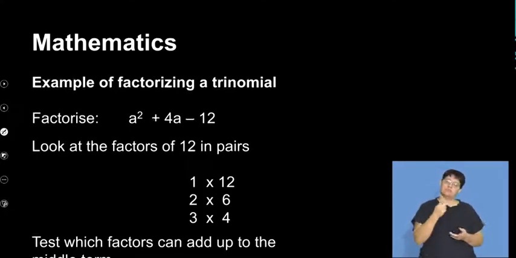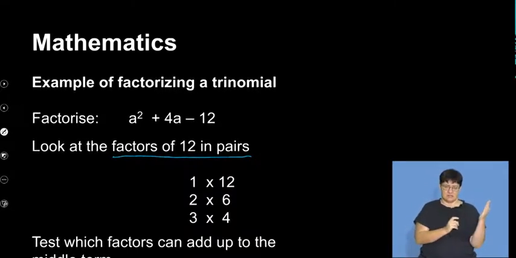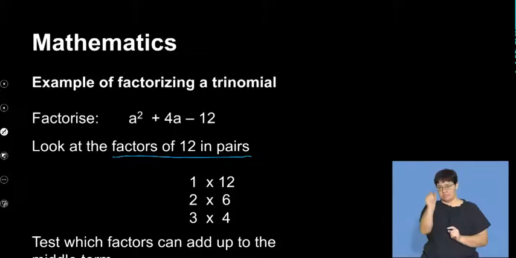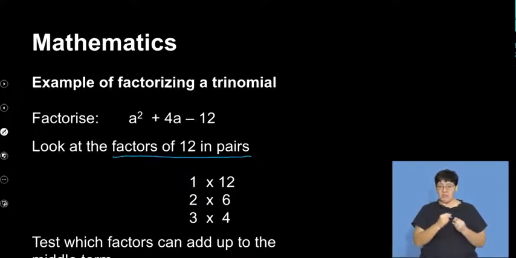You're always going to look at the factors of 12 in pairs. I prefer listing the ones on my left in ascending order and the ones on my right in descending order. So it's 1, it goes with the 12; it's 2, it goes with the 6; it's 3, it goes with the 4. In all these 3 pairs, I must choose a pair such that when I add or subtract, I get a positive 4.